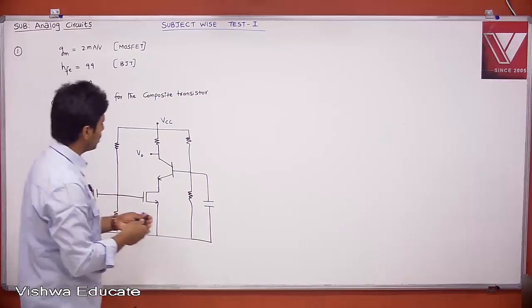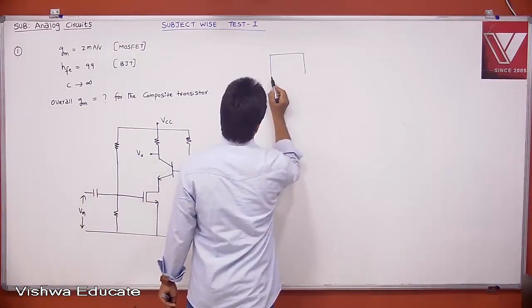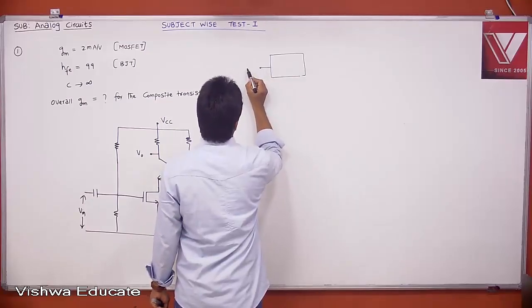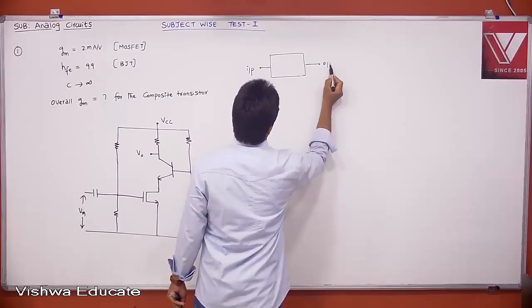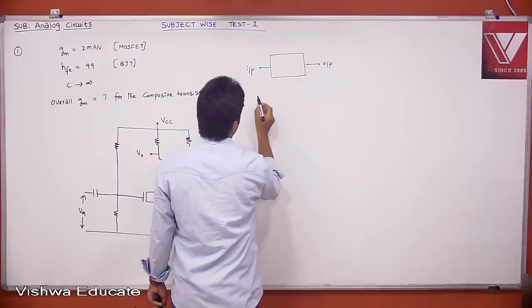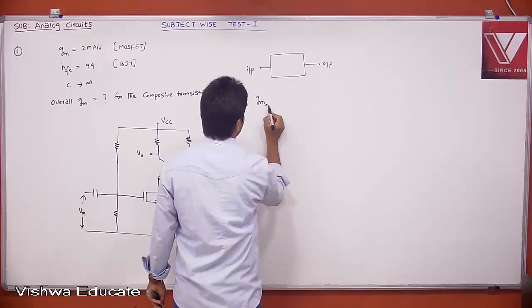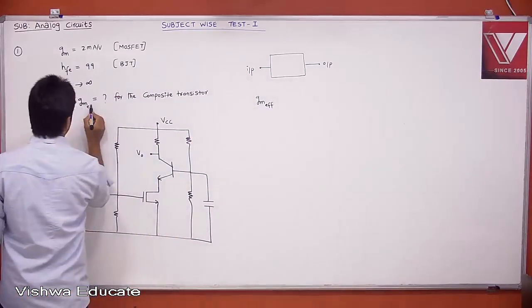Now what is our overall GM? Whatever it may be, if you take a composite transistor, it is defined with input and defined with output. What is overall GM? Overall GM, effective GM, right? Therefore, GM effective.